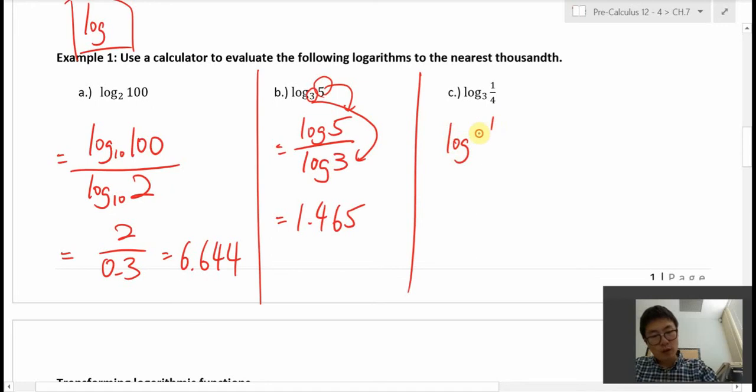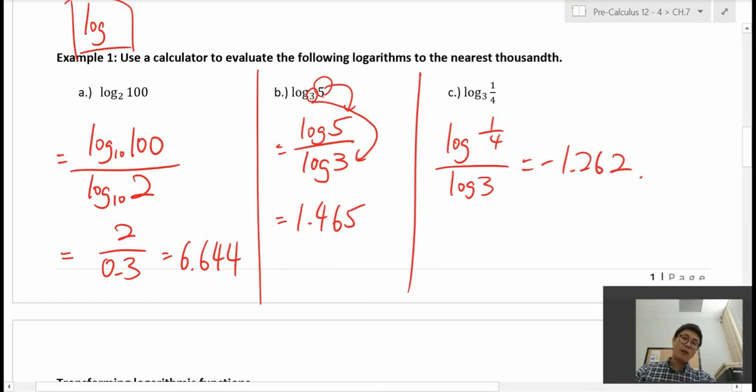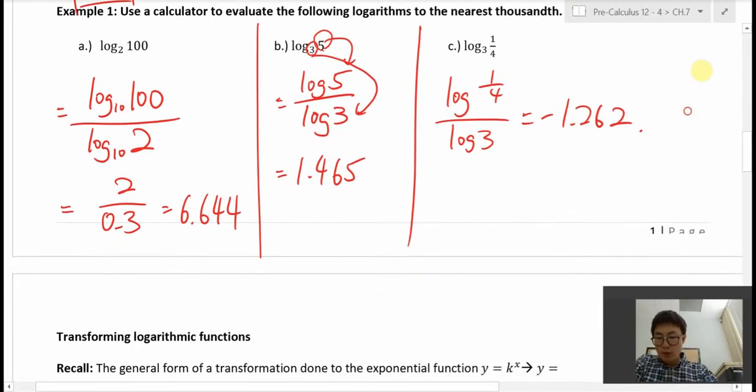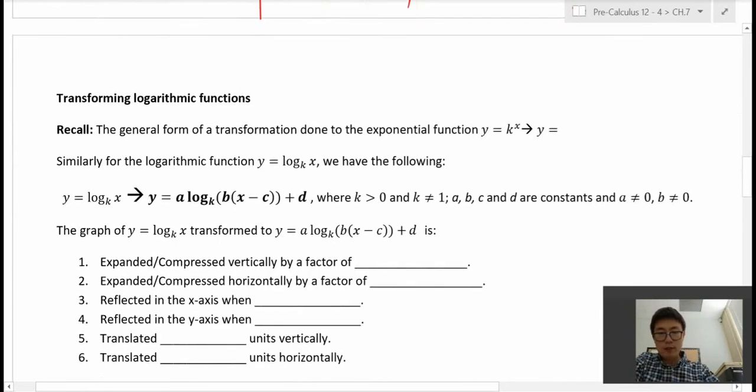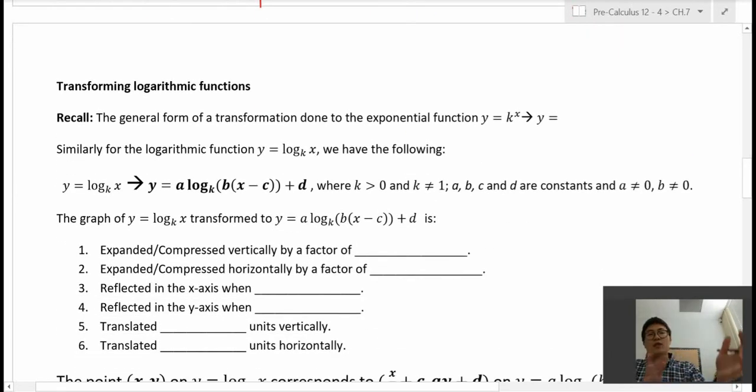Last one, again, same thing. This will be log quarter divided by log 3. Log 0.25 divided by log 3. You should get negative 1.262. So that's what you can do with the change of base rule. It's kind of the extension of what we did last time. I just don't want to give you too many rules at once.